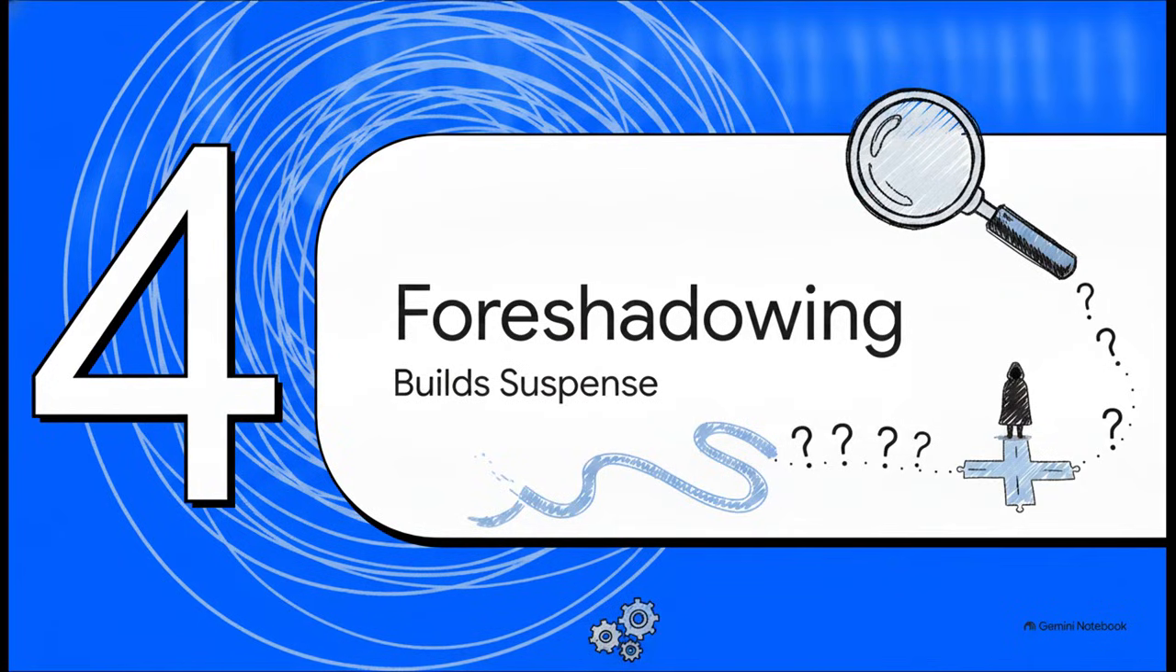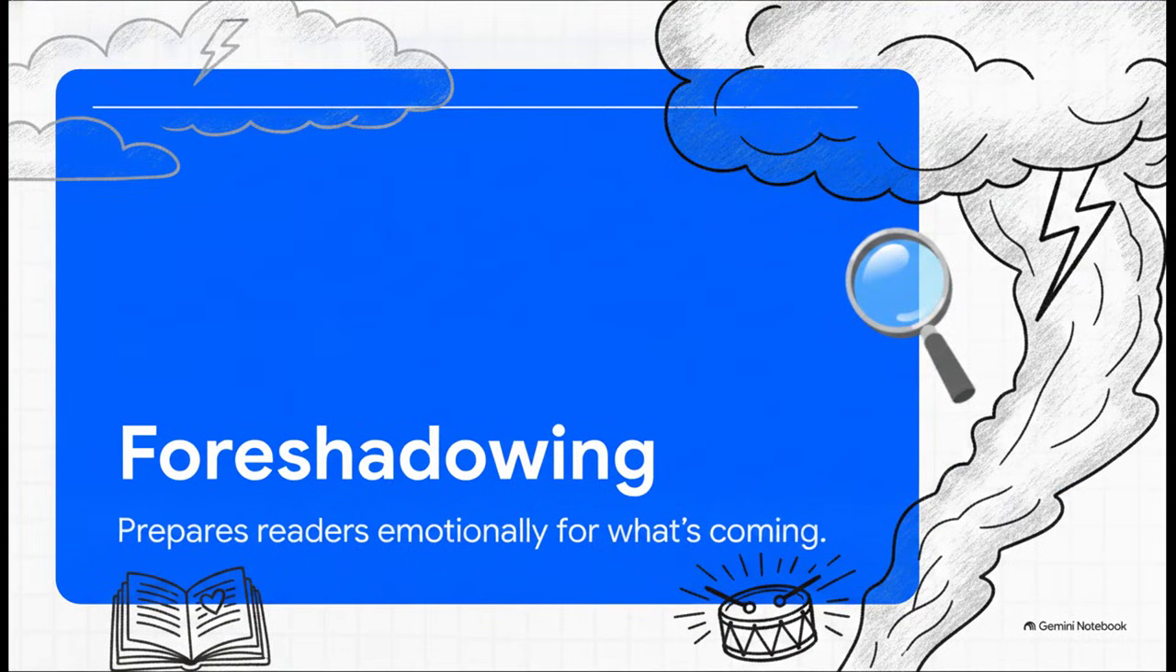Now let's look at a tool that authors use to keep you totally on the edge of your seat. Section 4, Foreshadowing, Building Suspense. Foreshadowing is when an author drops subtle little hints early on in a story to prepare you emotionally for what's coming later. It is a master trick for building tension and subconsciously prepping our hearts for the big climax.